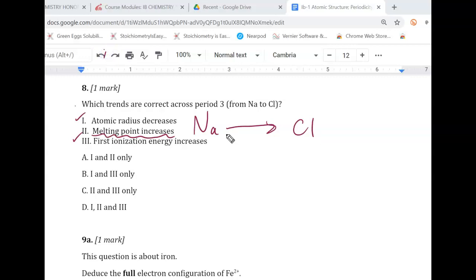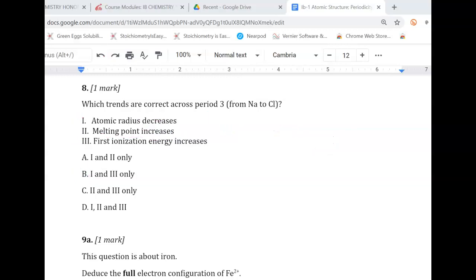Sodium, magnesium, aluminum, silicon, phosphorus, and sulfur are all going to be solids, but when you get to chlorine, chlorine is existing at room temperature as a gas. So that would not mean that melting point is increasing. That would instead mean that melting point decreases. So instead, our correct answer would be 1 and 3 only.